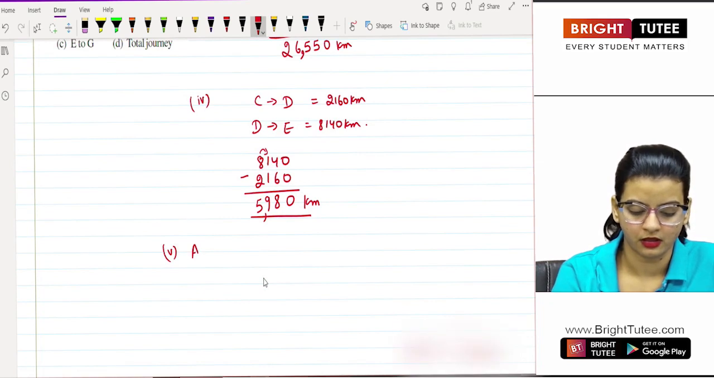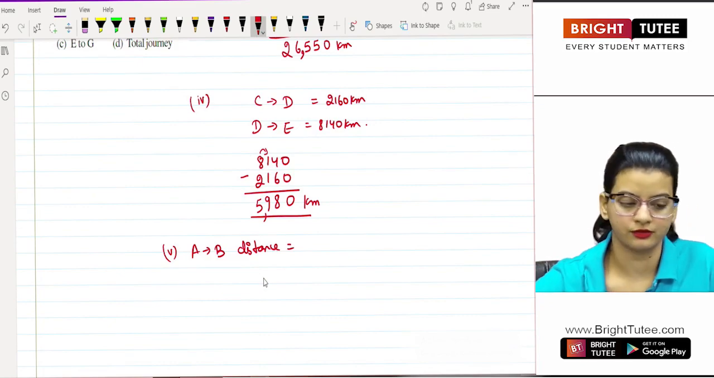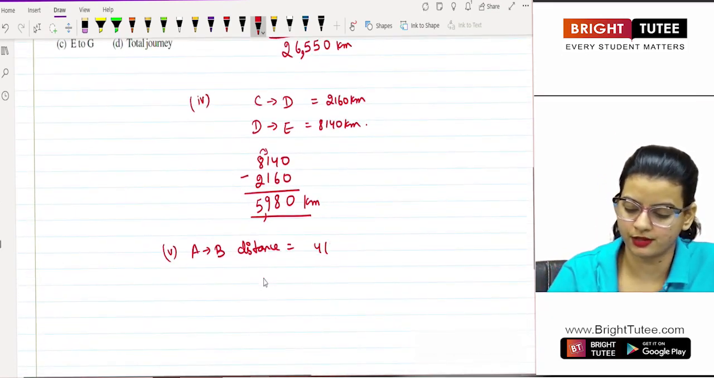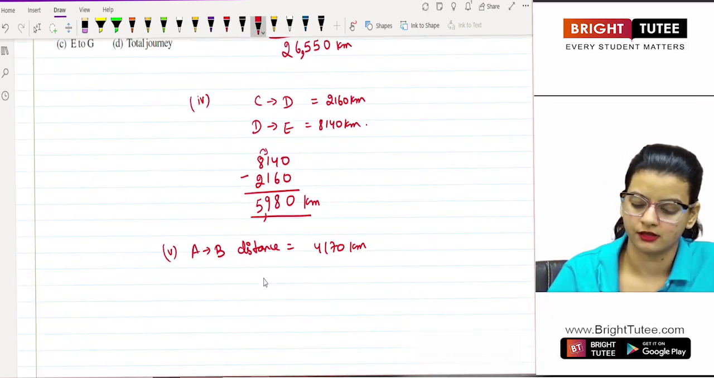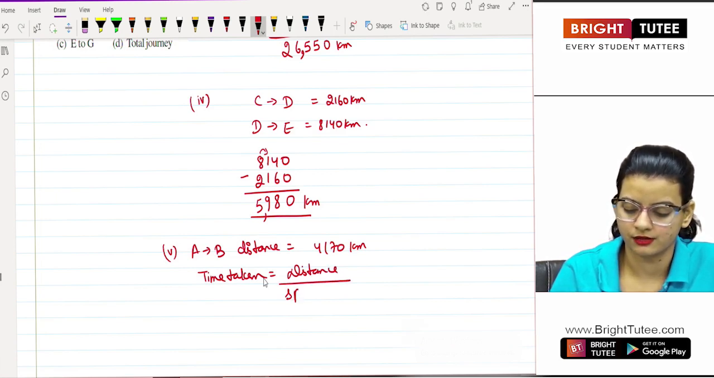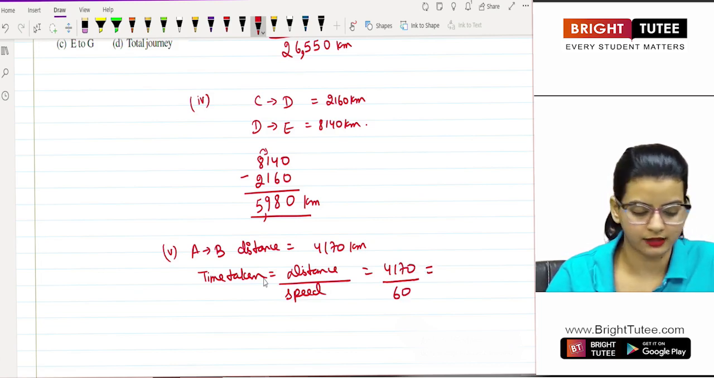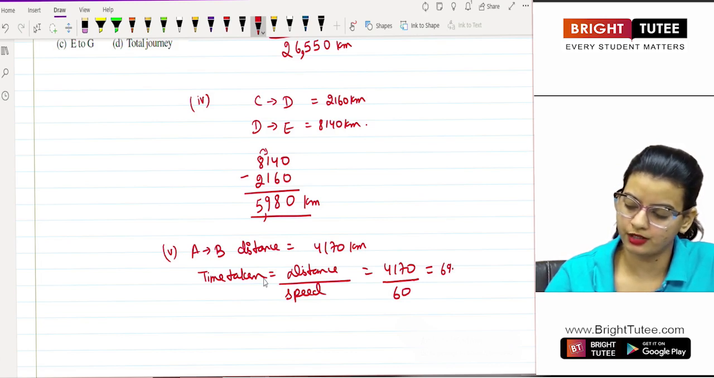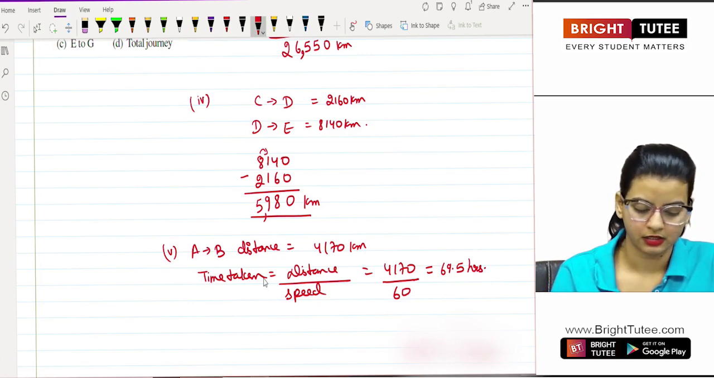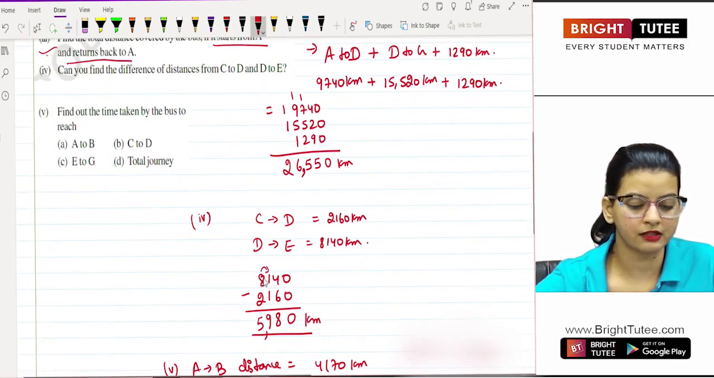A to B distance is equal to, you can see the distance over here is 4170 kilometer. Time taken is equal to distance divided by speed. So 4170 divided by 60. Okay, and we get 69.5 hours.